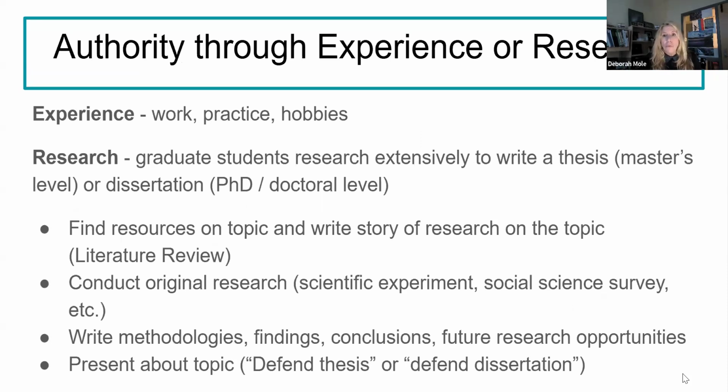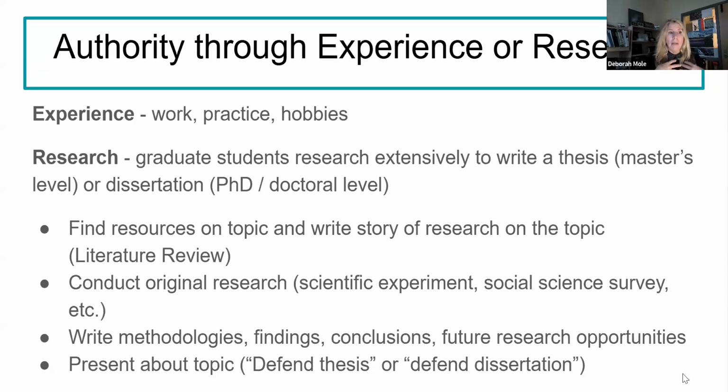So, authority through experience or research. Clearly, we all are familiar with authority through experience, right? Like if you're a gamer, you are an authority in the gaming area. If you are a quilter, you're an authority in quilting. It takes time and practice. If you're a musician or an athlete, you're likely an authority in those instruments or sports that you practice.